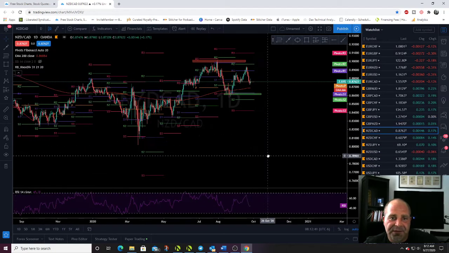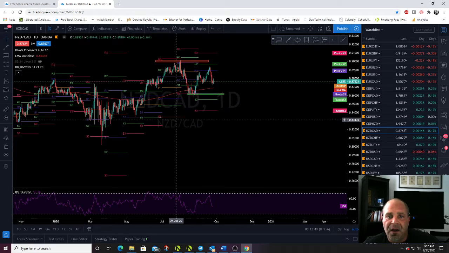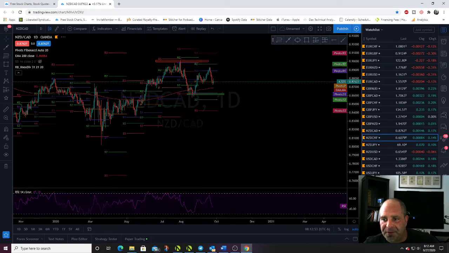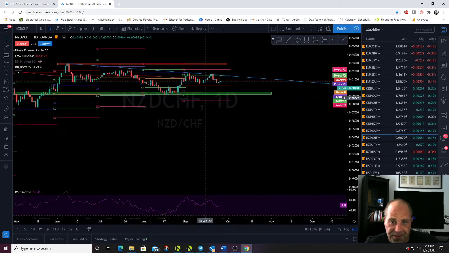NZD CAD. So still in an upward trend. Our bullish zone is down here near the 86.104. We have our bearish up here. We're kind of in the middle, and we're sitting right on that monthly pivot. NZD CHF in a downward trend, and we touched the monthly pivot.